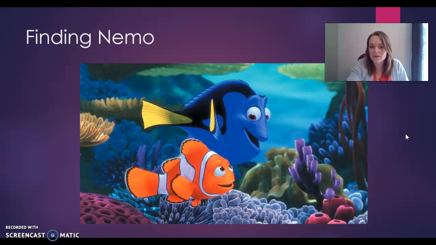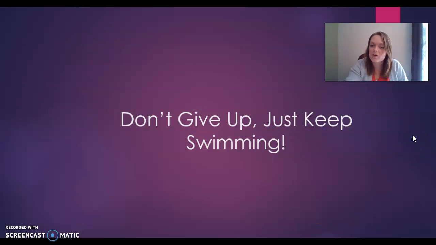We have Finding Nemo. Dory, Marlin, they're swimming through the ocean. Marlin loses Nemo and they go finding and exploring all over the ocean. And they run into a lot of obstacles, right? They meet sharks and they go on a boat. So what is the theme of the story? It's don't give up, just keep swimming. So even though they had many obstacles in the story, or the movie, excuse me, they still kept persevering and kept traveling until they found Nemo.